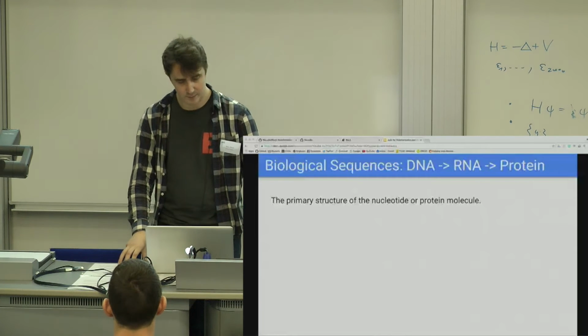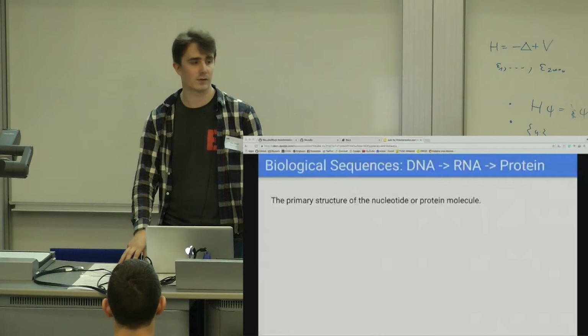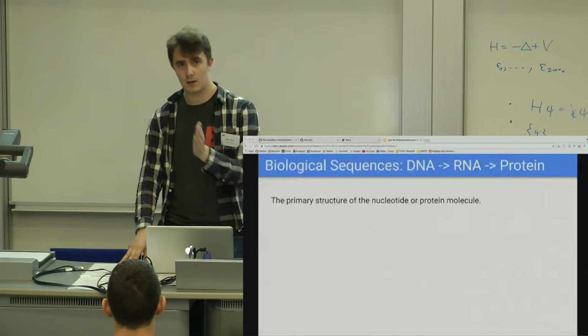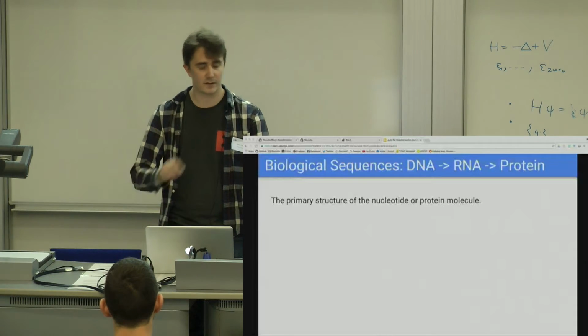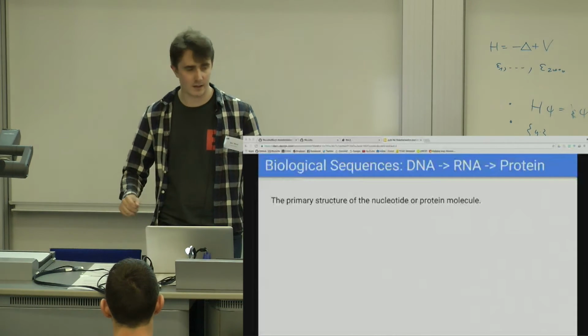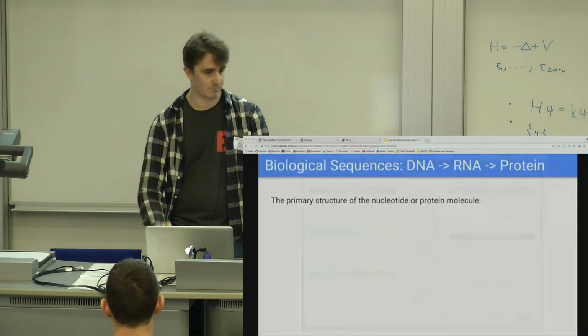A sequence is the primary structure of a nucleotide, of a DNA or protein molecule. So the primary structure is just the sequence of components in linear order. So in the case of a protein molecule, it's the sequence of amino acids that make up that protein. In the case of DNA or RNA, it's the sequence of nucleotides.